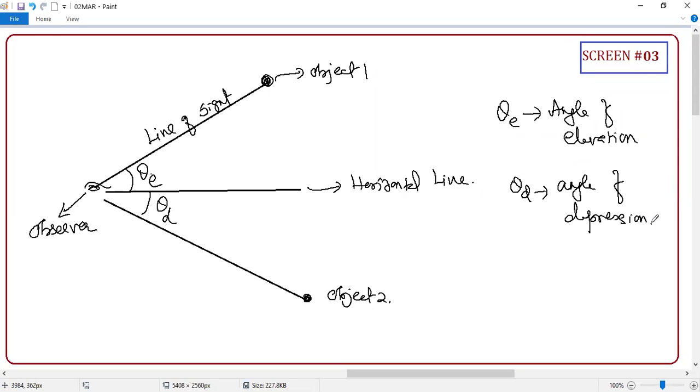What is the angle of elevation? It's the angle between the horizontal line and the line of sight when the object is above the horizontal line. What is the angle of depression? Same definition: the angle between the horizontal line and the line of sight when the object is below the horizontal line. Are you clear, guys? Are you clear with the definition? What is the angle of elevation, angle of depression? Okay.